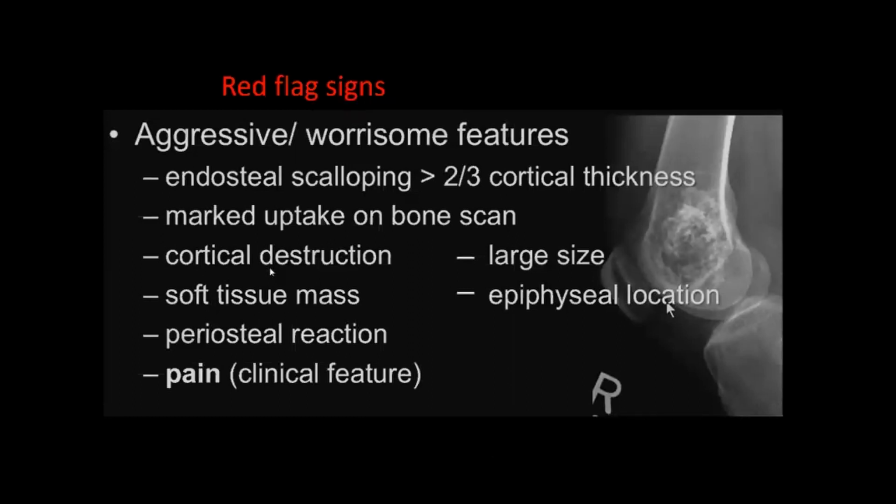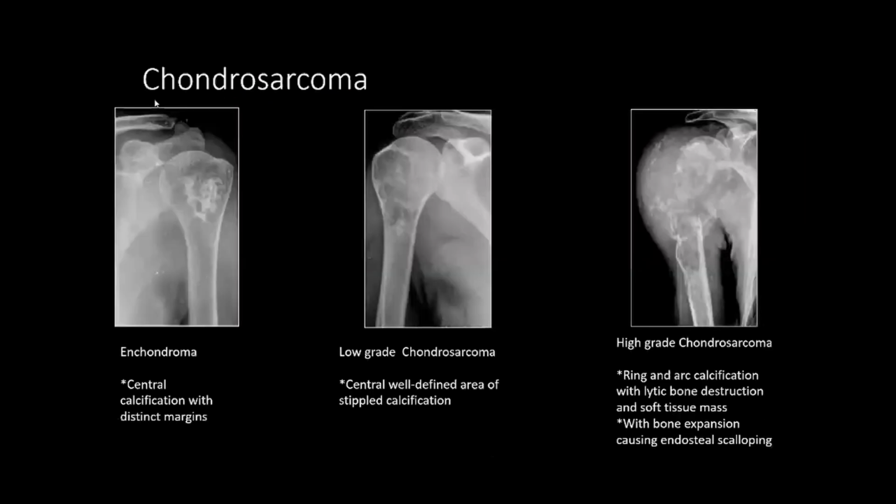Large size, more than 5 centimeter in all the lesions, should be closely watched out. You have to take care of any large lesions, even if it is benign, even if it is lipoma. Any lesions more than 5 centimeter, you have to consider the potentiality for malignant transformation. Here is the chondrosarcoma transformation in chondroma, or low grade chondrosarcoma.